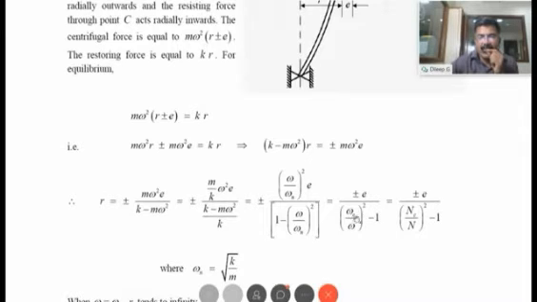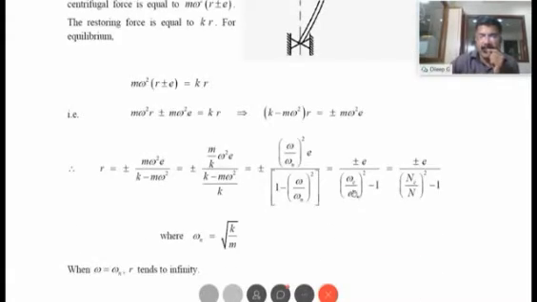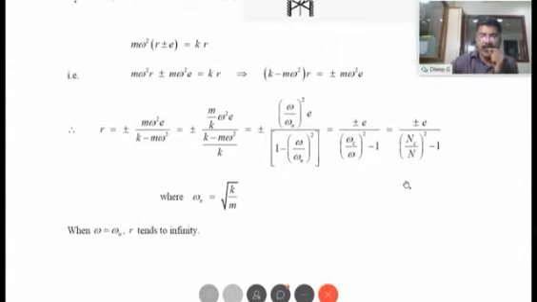I have written here omega c instead of omega n. Omega c is nothing but the critical speed or the natural frequency of transverse vibration. So the natural frequency of transverse vibration of the shaft is nothing but omega c, the critical speed of the shaft when it rotates. That is the implication. So R is plus or minus E divided by omega c divided by omega the whole square minus 1, or NC divided by N the whole square minus 1. Here omega c and omega are in radians per second, NC and N are in RPM, where omega n is equal to square root of K by m, the natural frequency of transverse vibration.